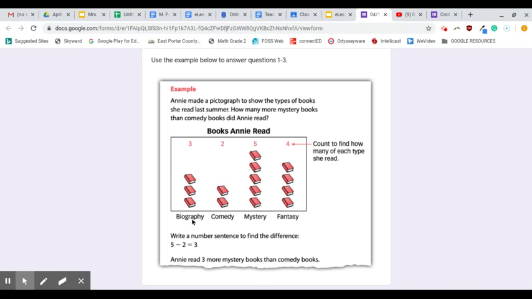So for biography, they counted 1, 2, 3 books and wrote the number 3 on top. Comedy, I see 1, 2. Mystery, 1, 2, 3, 4, 5. And fantasy, 1, 2, 3, 4. Now our question is, how many more mystery books than comedy books did Annie read? So first they put in the number for mystery, which was 5. Then they're subtracting the number of comedy books, which is 2. 5 minus 2 equals 3. Annie read 3 more mystery books than comedy books.